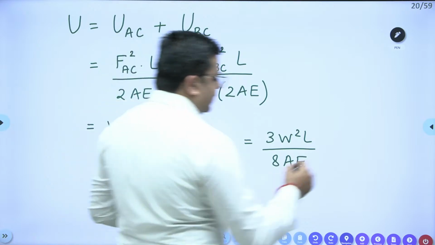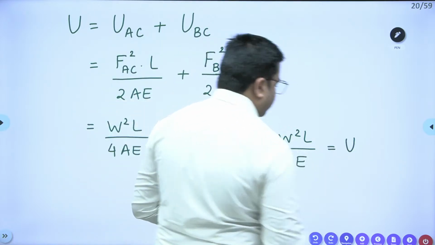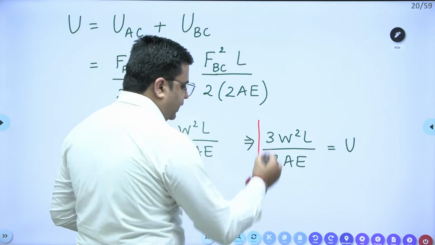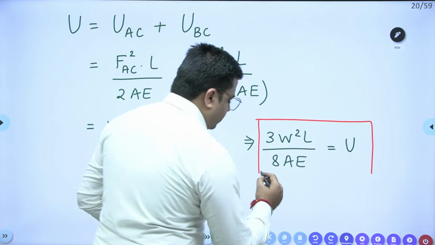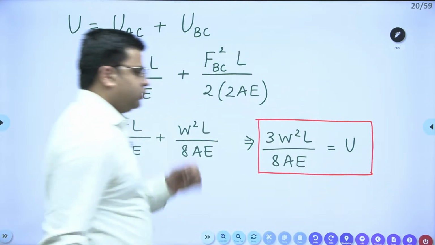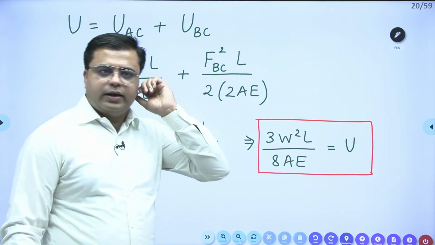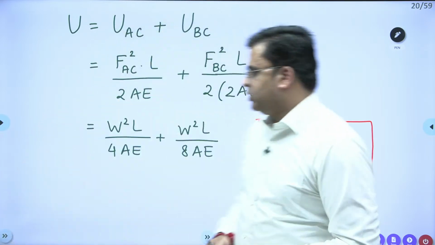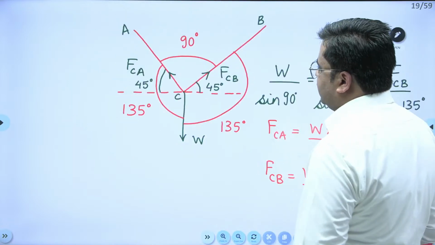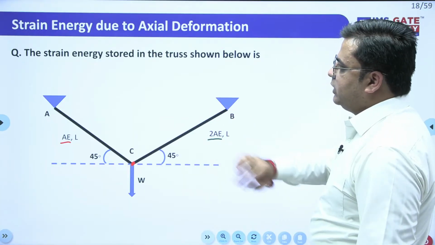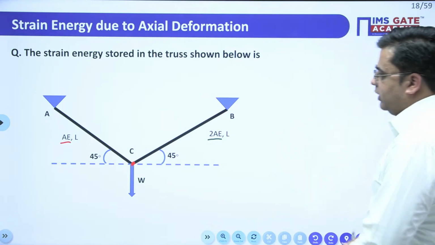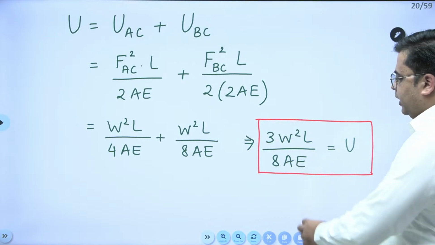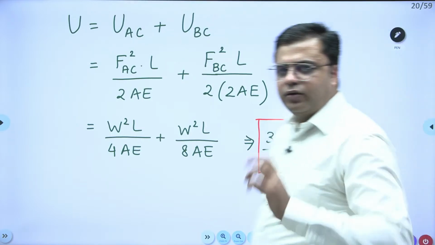So this is my final total strain energy of the medium, 3W square L by 8AE. Okay, so this is the total strain energy which is stored in the structure which is given to us. So for this structure, the total strain energy stored is equal to 3W square L divided by 8AE. So obviously you have got this.